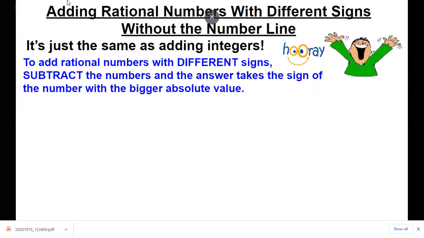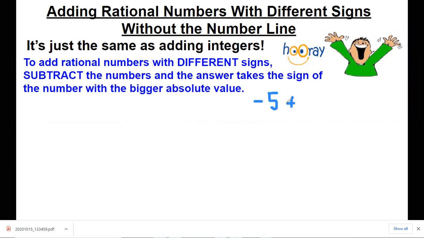What do I mean by that? Well, if I had negative 5 plus 3, my answer is going to be subtracting 5 minus 3 and giving me 2, and the sign is going to be the sign of the number with the bigger absolute value. So it means ignoring the sign now. Which number is bigger between 5 and 3? 5, right? And 5 has a negative sign, so my answer is going to have a negative sign as well. That's what that means.